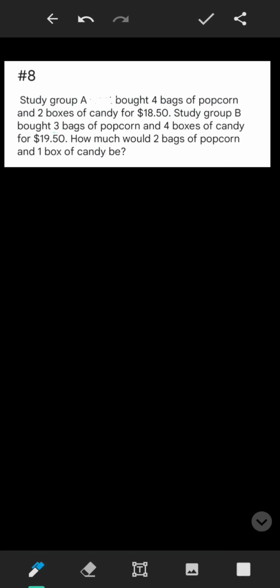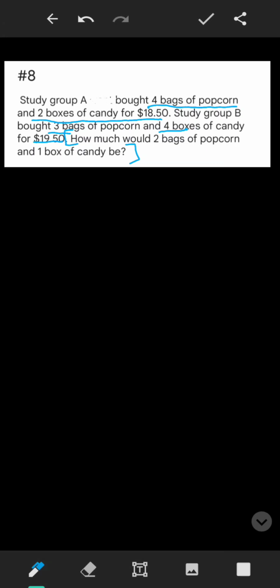All right, so study group A bought 4 bags of popcorn and 2 boxes of candy for $18.50. Study group B bought 3 bags of popcorn and 4 boxes of candy for $19.50. The question says, how much would 2 bags of popcorn and 1 box of candy be?